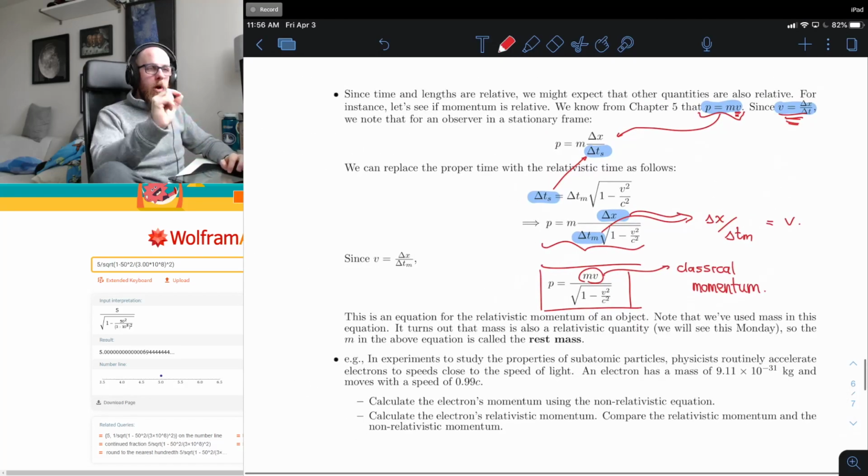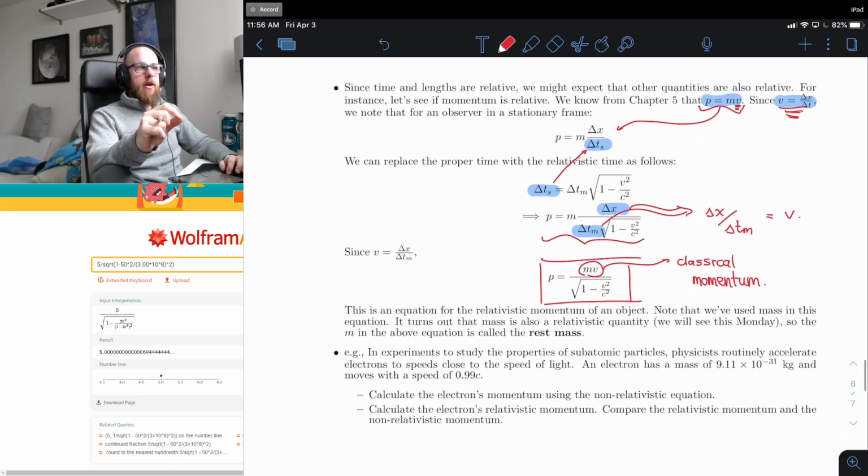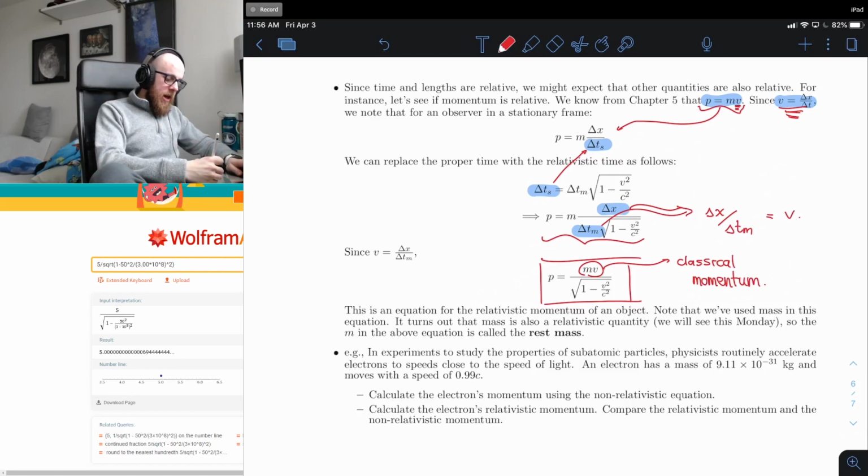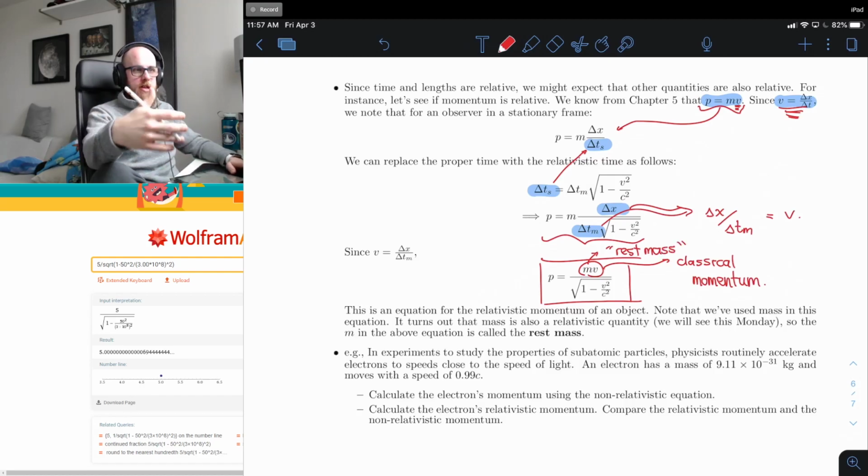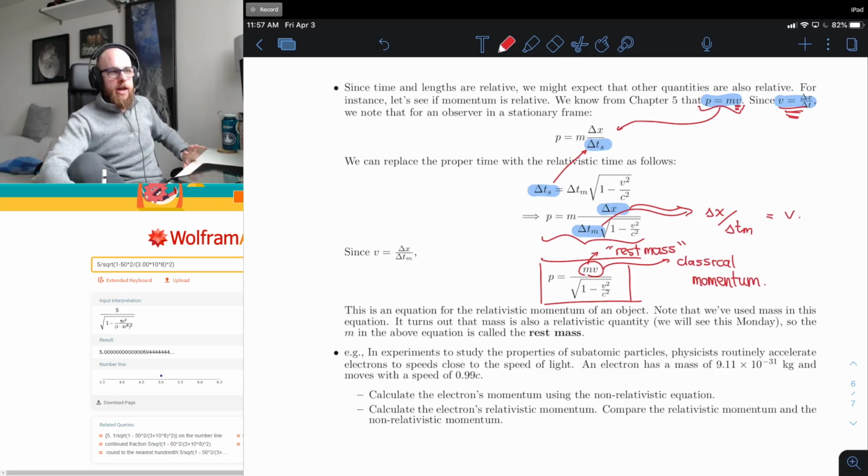All right. One thing we have to be extremely careful about is the fact that we're using mass in this equation, right? It turns out that mass is also sort of a relativistic quantity. We're going to check in on that tomorrow or on Monday. So the fact that we're using mass here is a little bit sketchy, but what we have to be careful about is that the mass we're using in this equation is called the rest mass. So it's the mass of the object when it's stationary. Okay, so we have to be a little bit careful here.